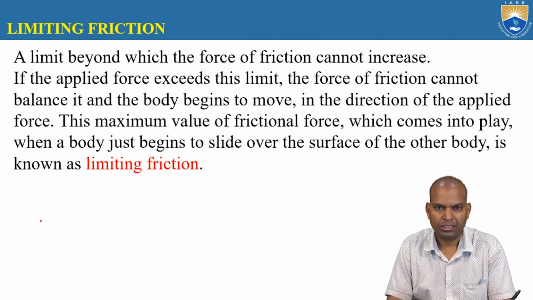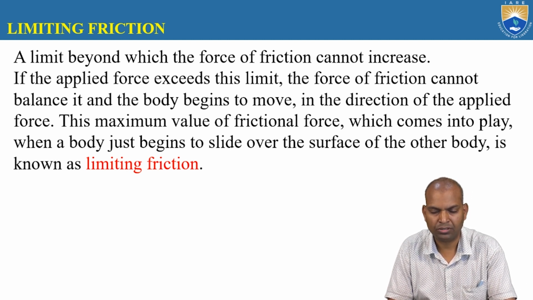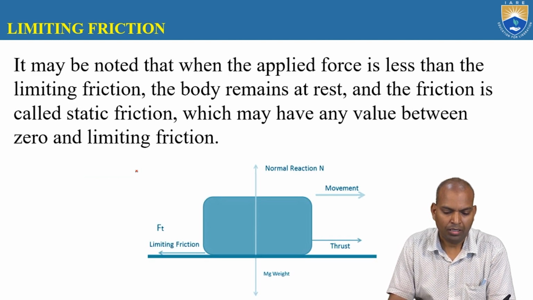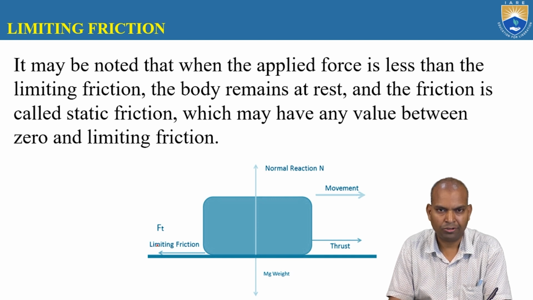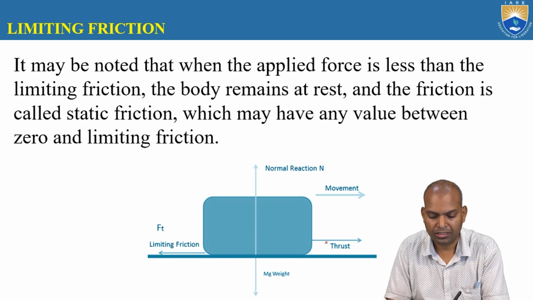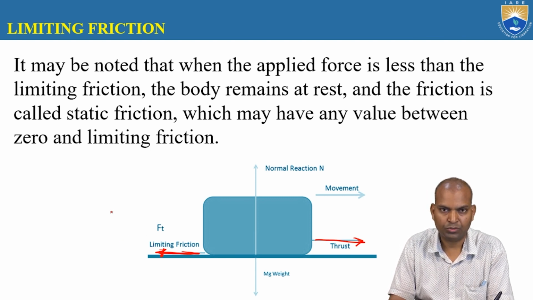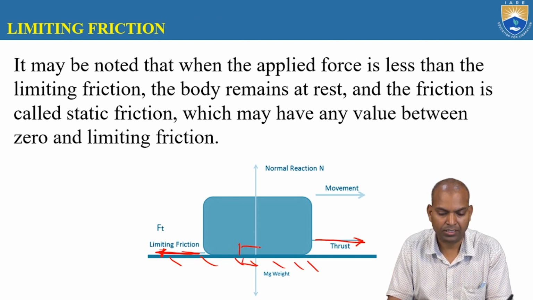What is limiting friction? It is the maximum value of the friction at which the body just begins to move or slide over the surface of the other body, so it is known as the limiting friction. One more term is the normal reaction. The direction of the limiting friction is always opposite to the direction of the motion of the body. When a thrust is applied, the limiting friction is opposite to the thrust. The normal reaction always acts normal to the surface, at 90 degrees with the surface.